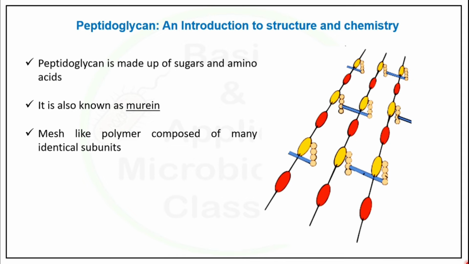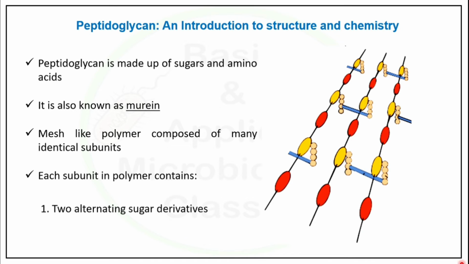Next, each subunit in the polymer contains two alternating sugars. Here we are going to talk in brief about subunit composition. Each subunit, which is going to be repeated here in order to form this mesh-like polymer, contains two alternating sugar derivatives, which have been shown here in terms of this yellow coloration and reddish orange coloration. Two alternating sugar derivatives. These are actually alternating.